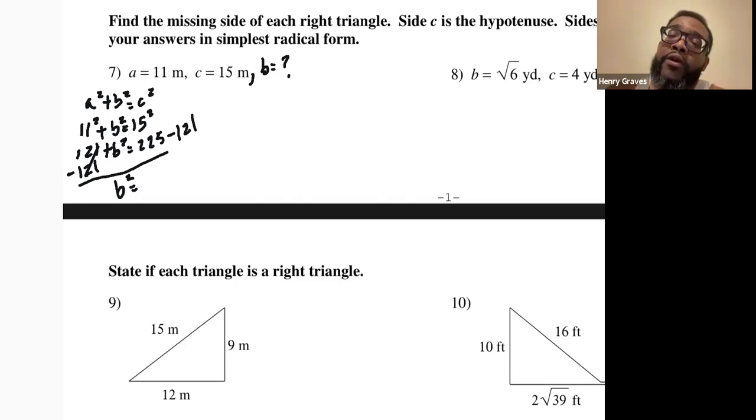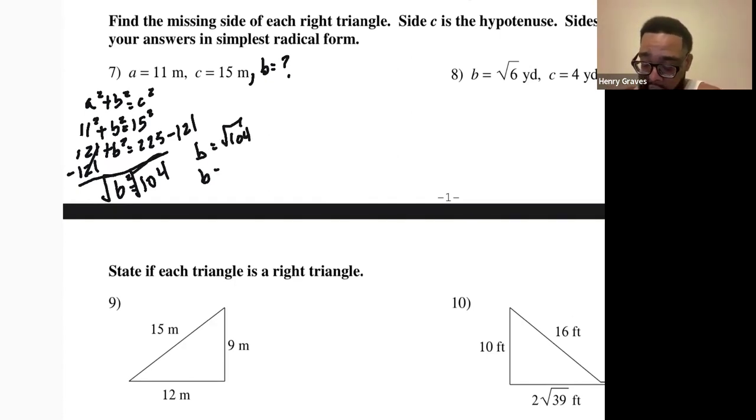And to take the square root of both sides means that my B is going to equal the square root of 104, which should be a little more than 100. Yeah, it's 10.2 about actually. A little more than 10, perfect. So we know our B is approximately that value.